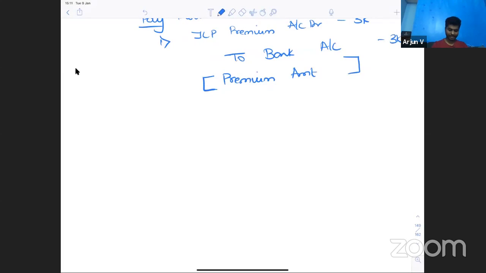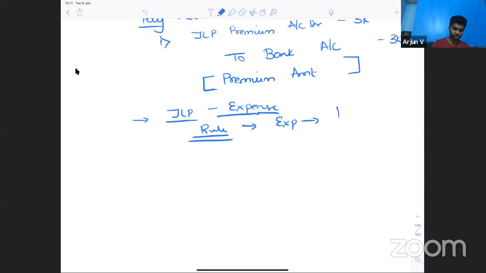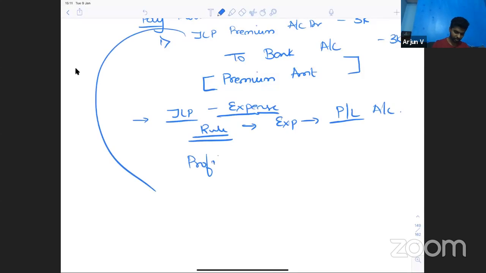Now, what is the case I am doing? I am treating the joint life policy as expense. When joint life policy is treated as an expense, we know that as per the rule of nominal account, any expense at the end of the year has to be transferred to profit and loss account. So the journal entry will become transferring JLP to P&L, profit and loss account debit.